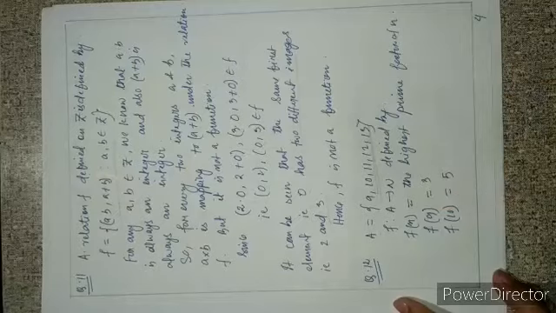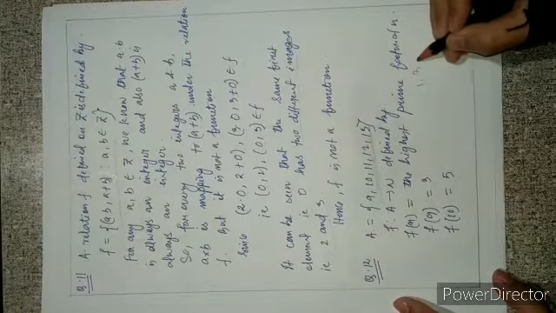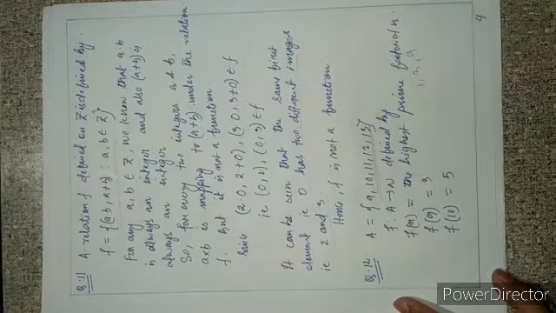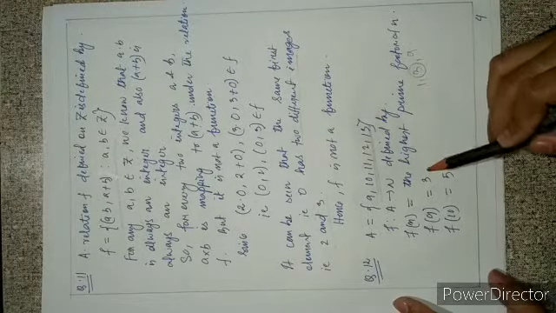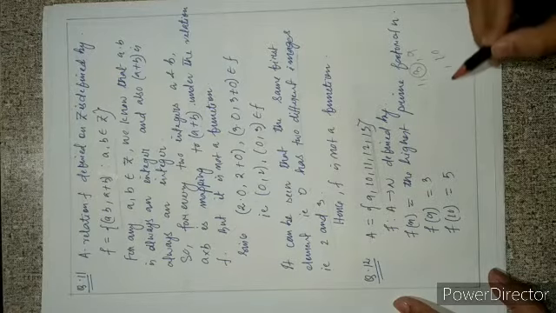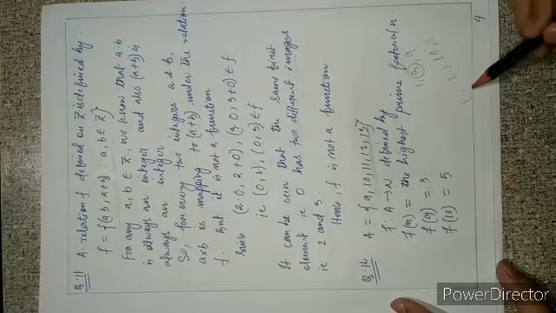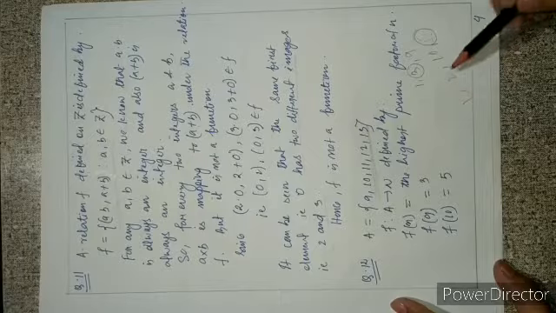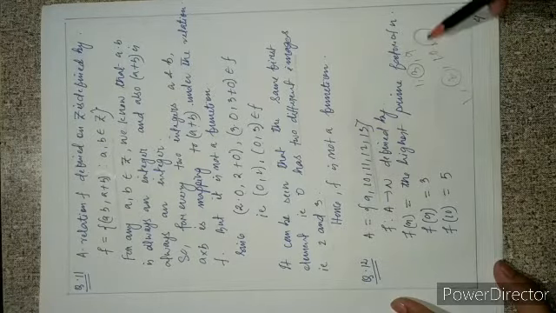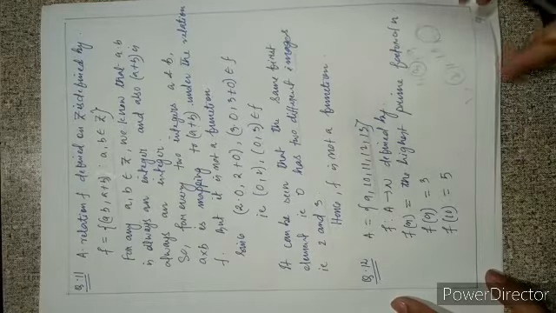For f of 9, we find the prime factors. 9 is divisible by 1, 3 and 9, and among these the only prime number is 3, so f of 9 is 3. For f of 10, the factors of 10 are 1, 2, 5 and 10. The prime numbers are 2 and 5, but 5 is the highest one, so f of 10 will be equal to 5.